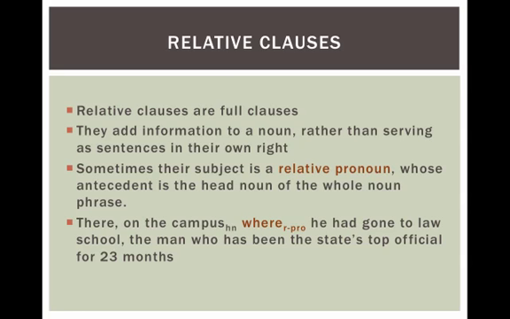If I just say whose antecedent is the head noun of the whole noun phrase, and notice my intonation, notice the way I said it, it's not a question. Whose antecedent is the head noun of the whole noun phrase. That's not a complete clause. By saying it that way and starting with the whose, I'm indicating that this clause needs to be attached to something. That's why it's a relative clause. It's only got status relative to something else.